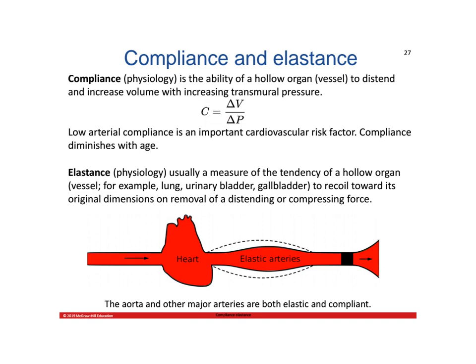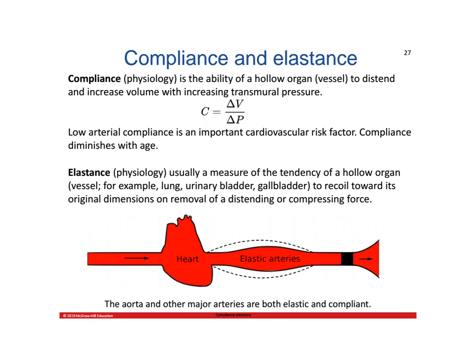Low arterial compliance is an important cardiovascular risk factor. So for example, as people get older, the aorta and other major arteries become less compliant, and this can lead to a higher systolic blood pressure.